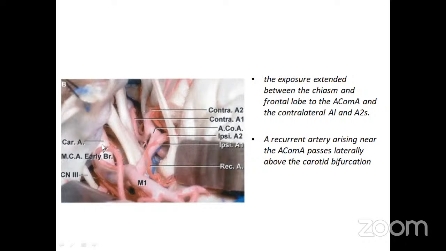In this diagram, as this is a lateral view, this is the carotid artery. It bifurcates into the anterior cerebral artery and the middle cerebral artery. Behind the internal carotid artery, in this view, we can also see the third nerve, that is the oculomotor nerve. A recurrent artery is also seen arising from the anterior communicating artery that passes laterally above the carotid bifurcation.